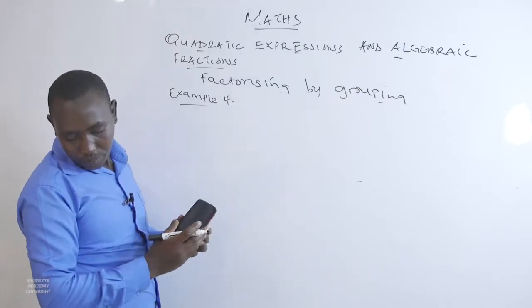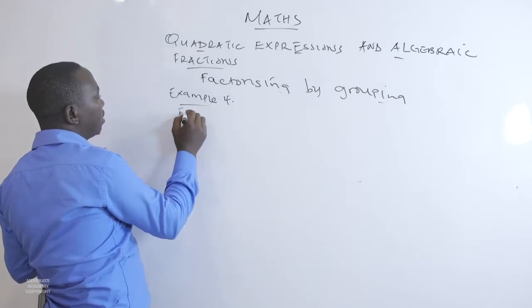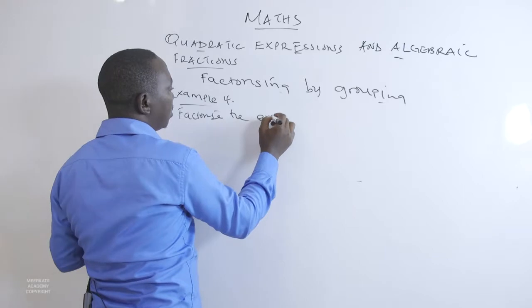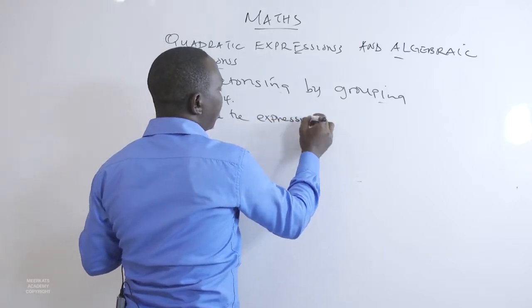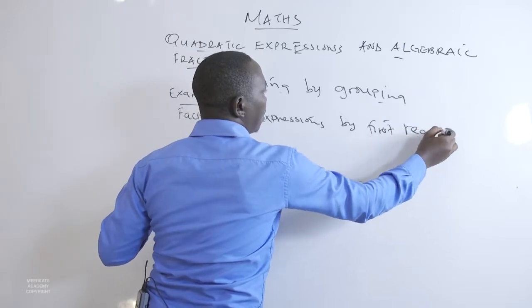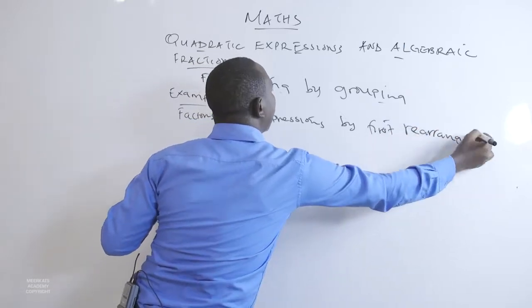Example 4, factorize the expressions by first rearranging the terms.